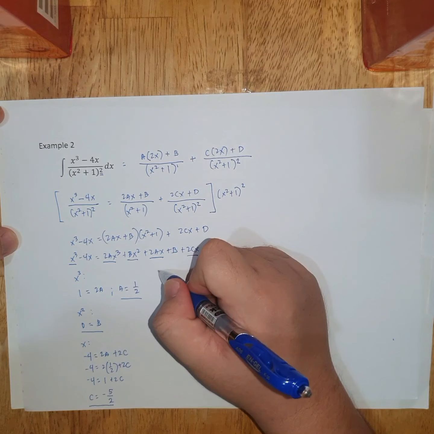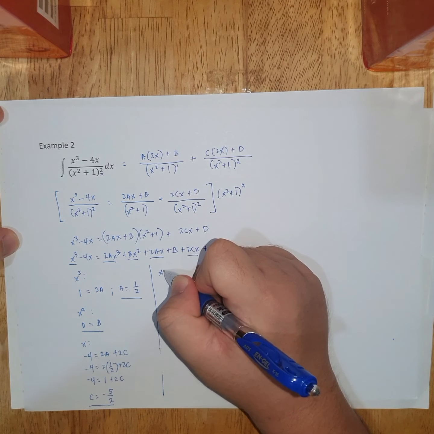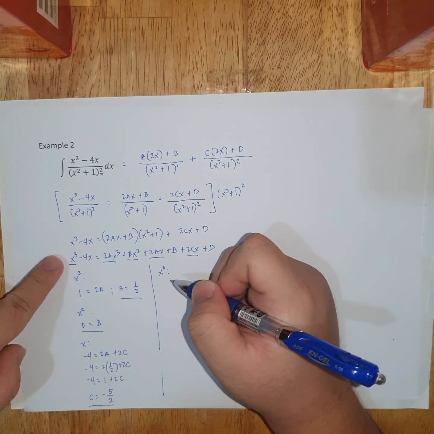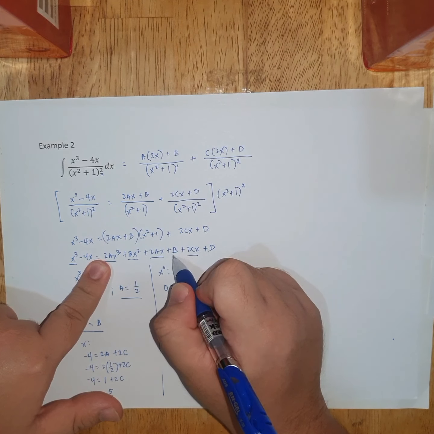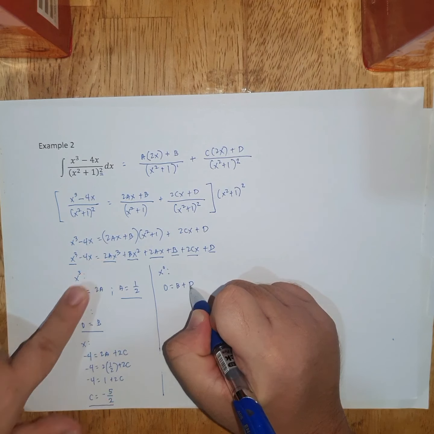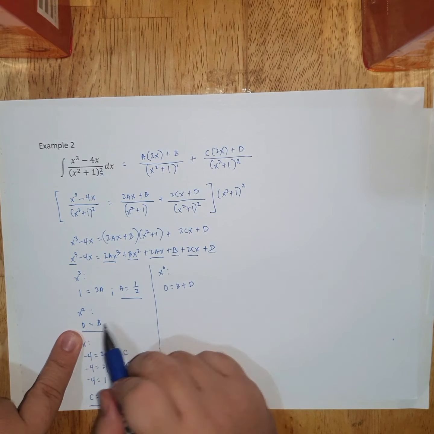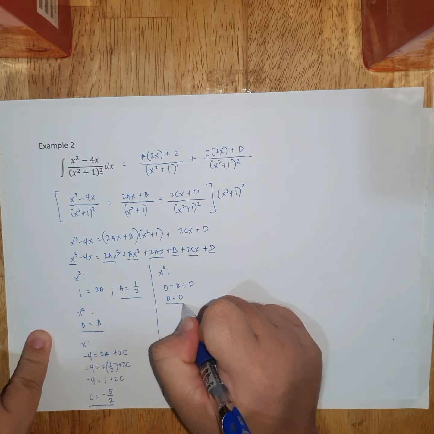So, last, kapag x is raised to 0 o constant. Sa left side, walang constant. So, 0 is equals to b plus d na lang tayo. b plus d. Pero na-identify natin na si b is equals to 0. So, d is equals to 0.